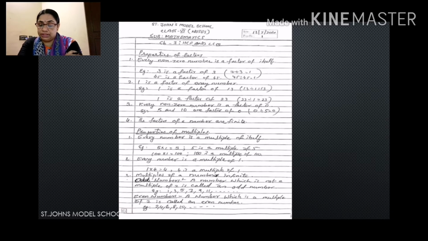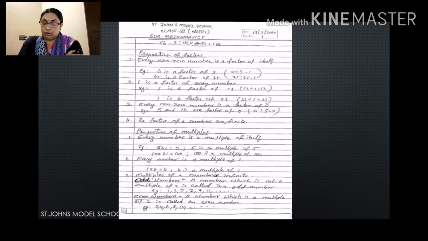Now the properties of multiples. Every number is a multiple of itself. For example, 5 comes in the table of 5, so 5 is a multiple of 5. 100 comes in the table of 100 itself, so 100 is a multiple of 100 only. Second property: every number is a multiple of 1. As I said before, every number comes in the table of 1.